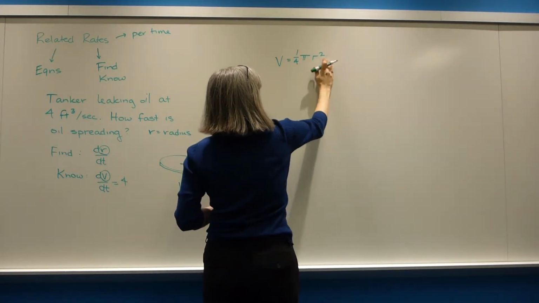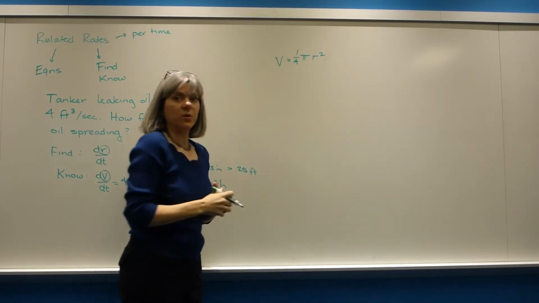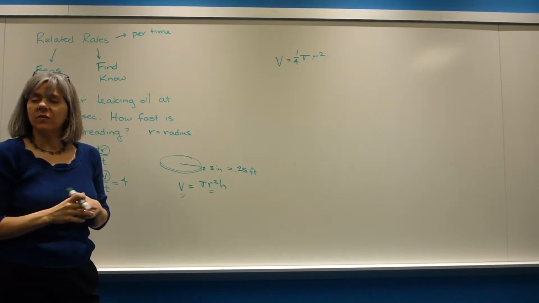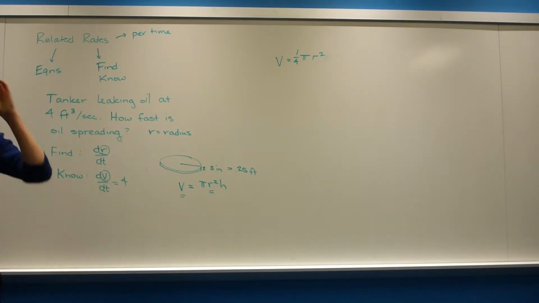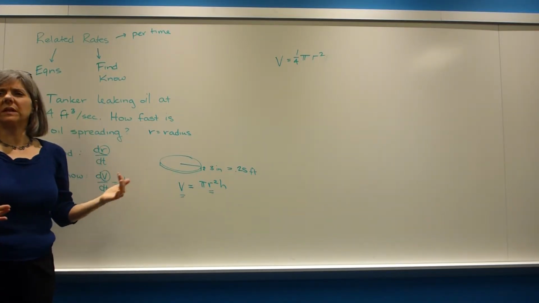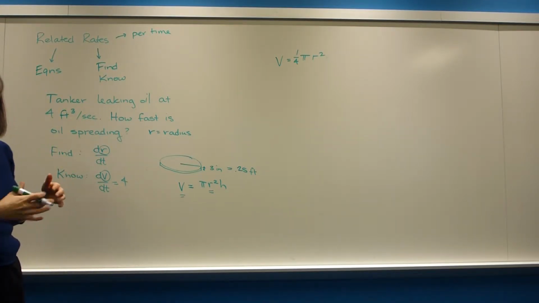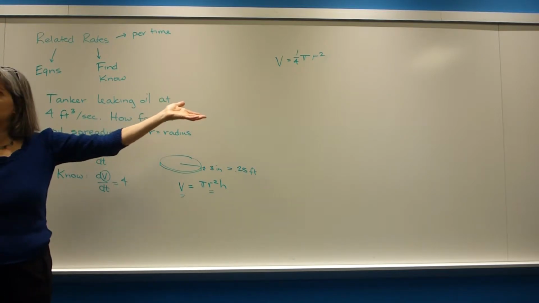No, I already had the h. 1/3 pi r squared. That's what connects the two. Does that make sense? This is not the problem I meant to start with, but this is sort of a more real-life one. Okay, so that's great. We've related V and R.